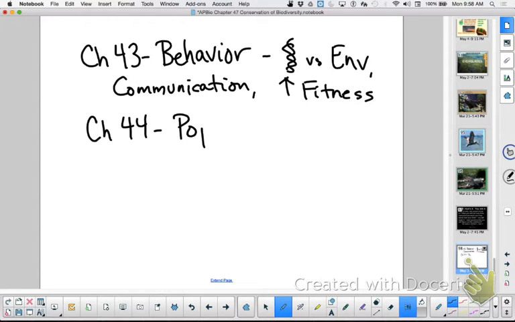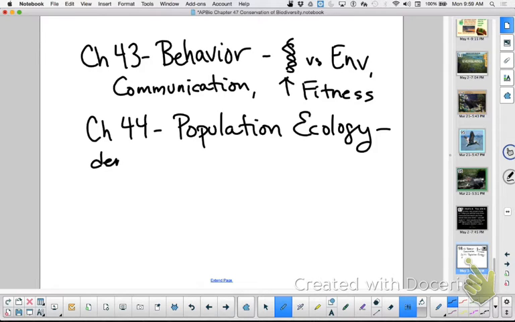This was all about population ecology. Okay, so let's break that down. We talked about demographics, and we looked at density. Do you remember? And the different patterns, whether you were clumped, random, or uniform. Do you remember that? Okay. Density.